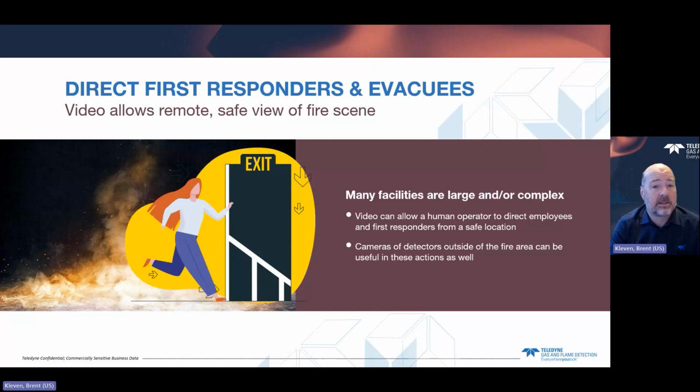We can also, again, direct these first responders and evacuees. We can do that remotely and safely from a control room so that we can see what's going on. Again, many of these facilities can be large and complex. So now we can direct first responders in, we can direct the evacuating personnel out, and this can tie into another security video system. Other flame detectors outside the area or other security video systems can all be tied into the same network so that the operator has multiple views in an area and can see what's happening.